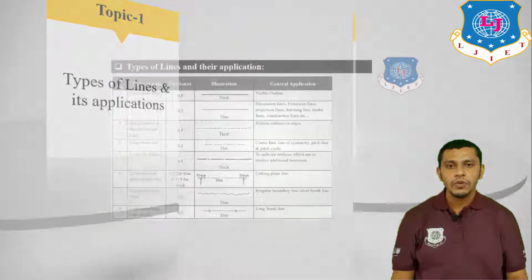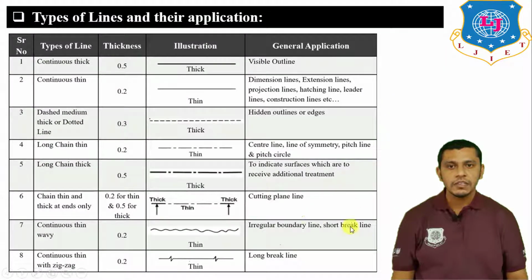So let us take a look at lines. This table gives us the information regarding the type of the line with its thickness, illustration and the general applications of the line. Let us start with the first one, the continuous thick line. It is 0.5 mm in thickness, and to draw this line, we will use the H pencil. It is darker in shade and it is used to show visible outlines of the object.